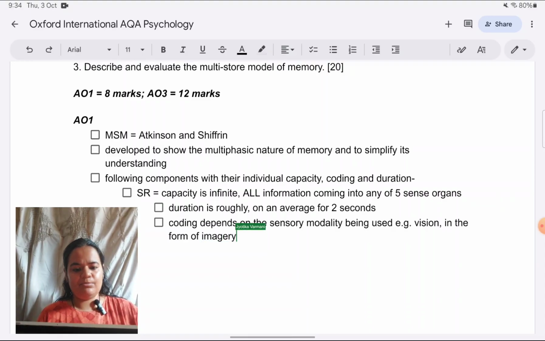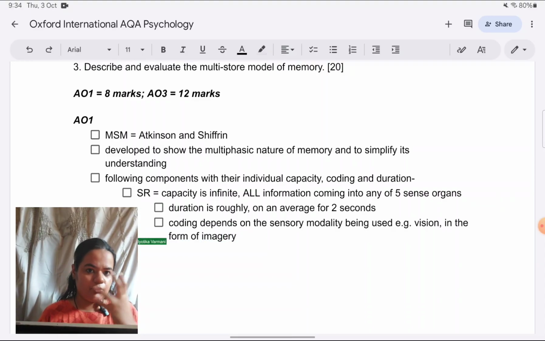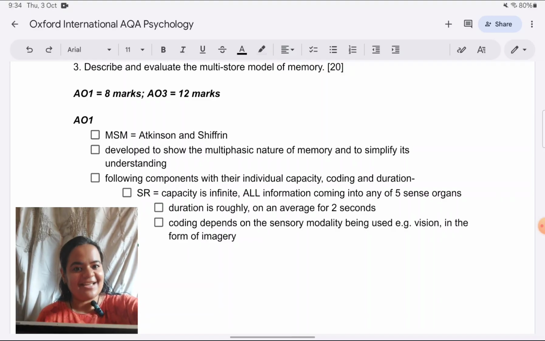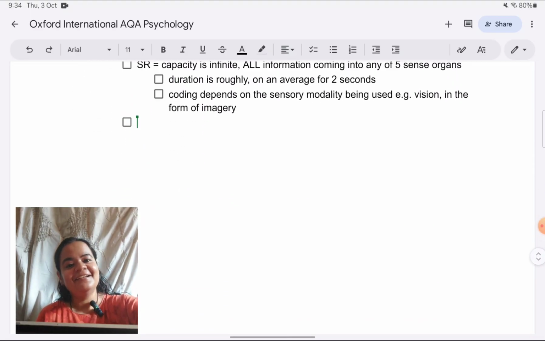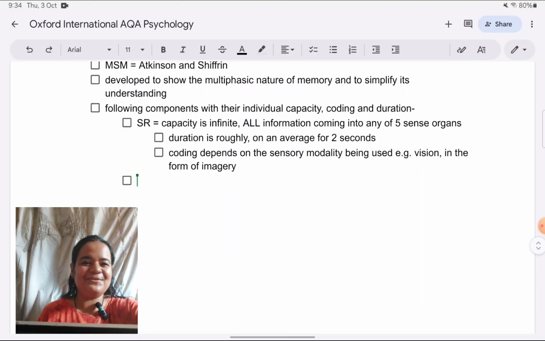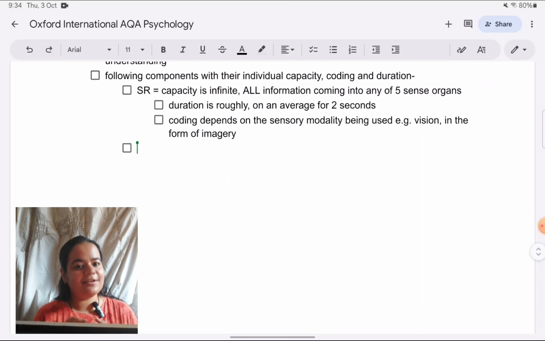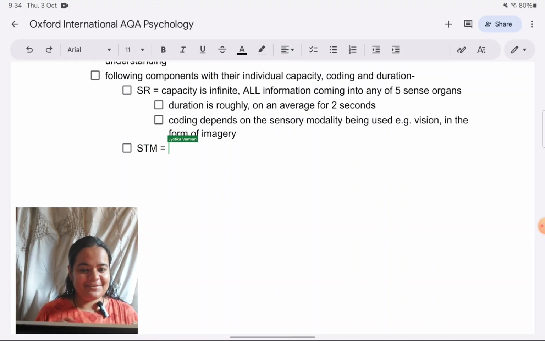And we don't need to elaborate further, like don't get into the anatomy of the eye or something. I've seen some students doing that, like how there are photoreceptors and all. Please don't get into that. That is not relevant to MSM. Okay, so make sure you stick to what is relevant.